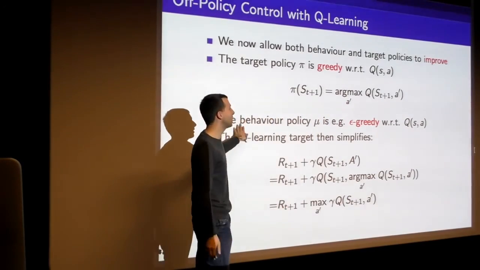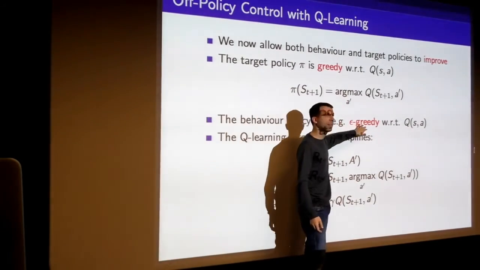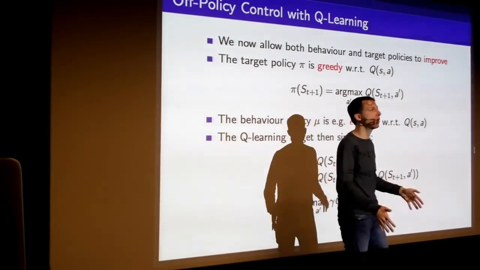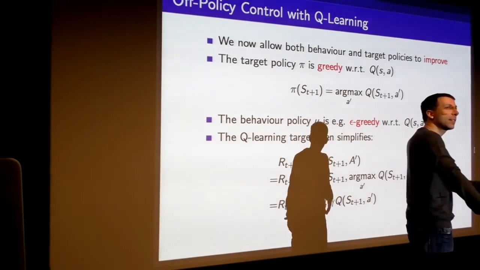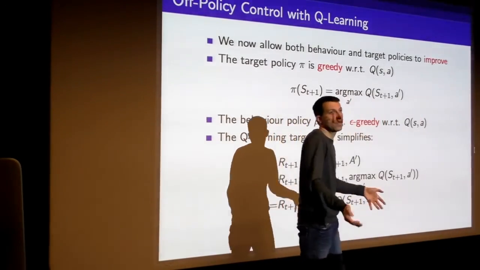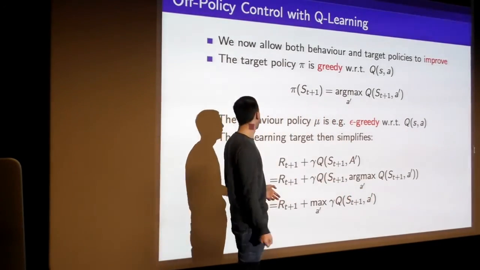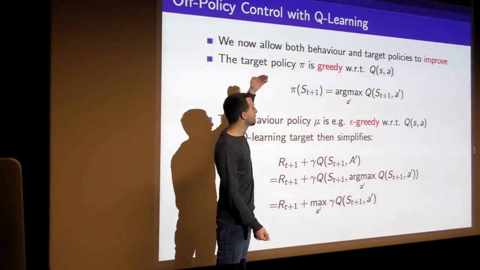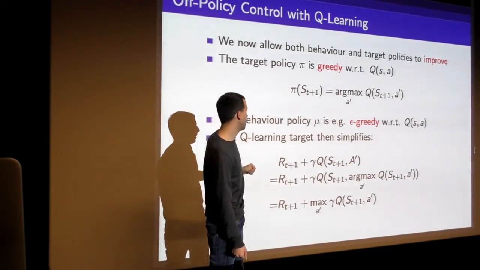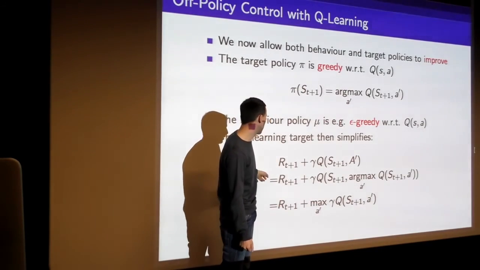But our behavior policy is going to be epsilon-greedy. So our behavior policy is roughly going to follow sensible things to get us to good parts of the state space, but it's going to explore a little bit as well to make sure we get to new things as well.